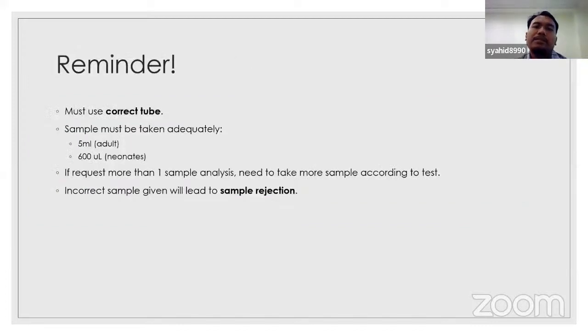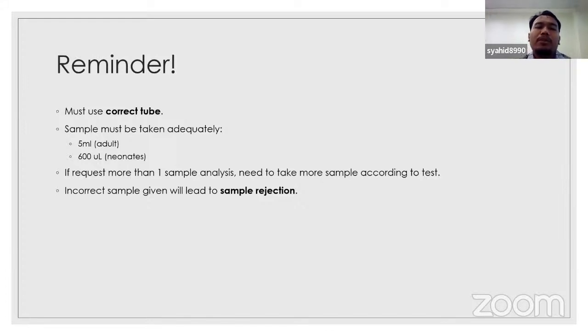Reminder, you must use the correct tube, because as I said just now, there are a few times the sample comes in the wrong tube, so the analysis cannot be done. Each sample must be taken adequately: 5 ml for adults and 600 microliter for neonates.